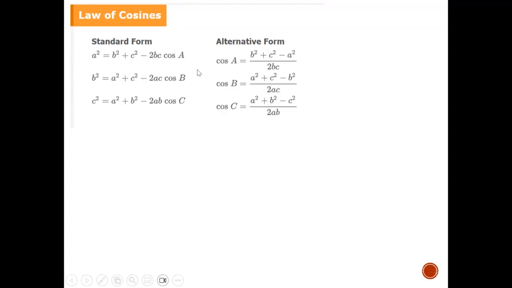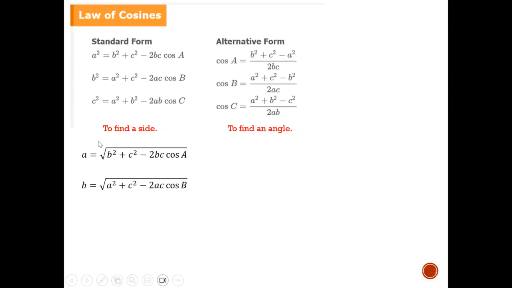Now, I'm going to rewrite each one of these to make it easier to put into the calculator. This is to find a side, and over here is to find an angle. This way you can put everything in the calculator just the way it is. So the first one, if we take the square root of both sides, gives us A equals the square root of B squared plus C squared minus 2BC cosine of A. Same thing with the second one, which is B, and same thing with C. So it's better to use these because they're ready to put into the calculator. That's one less step than doing it this way over here on top.